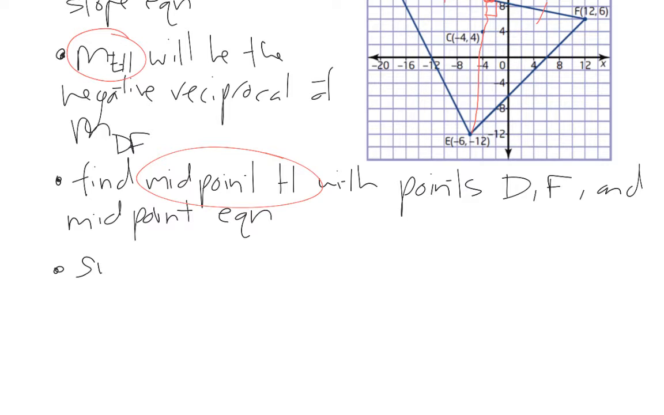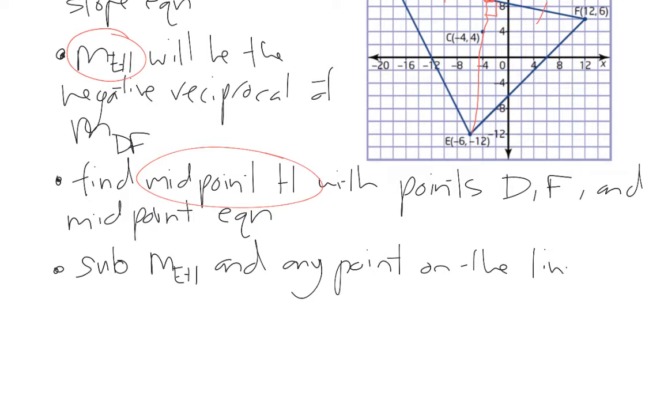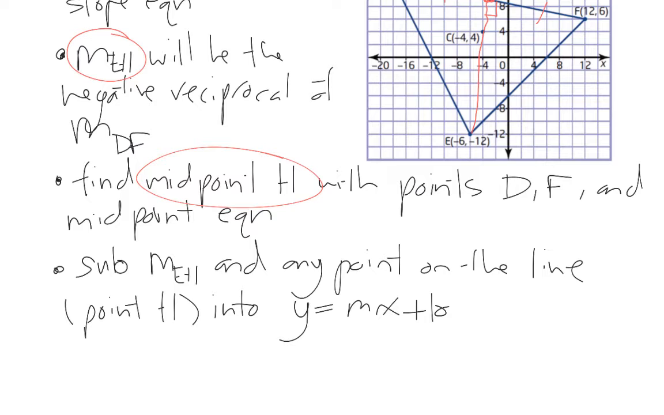So I'm going to say substitute the slope of EH and any point on the line. In this case, the only point we have is point H. And we're going to substitute that into y equals mx plus b. And once we do that, we can easily solve for b.